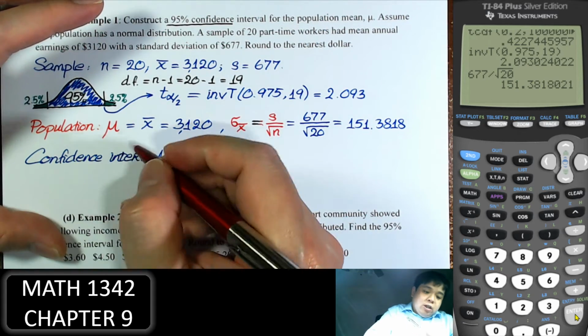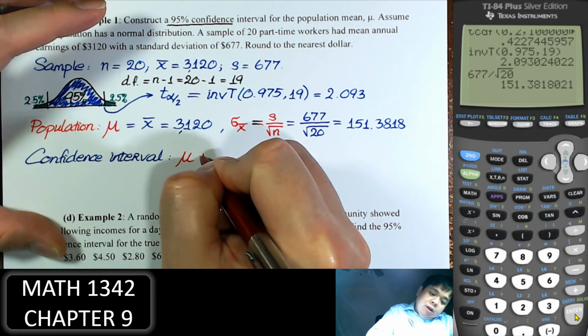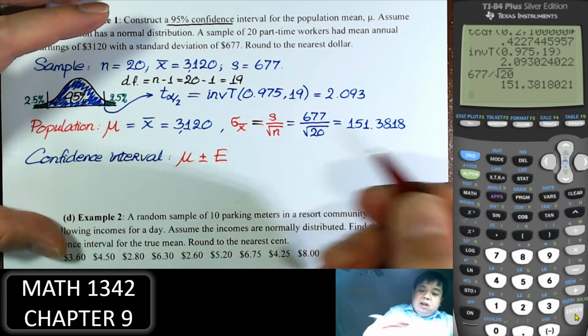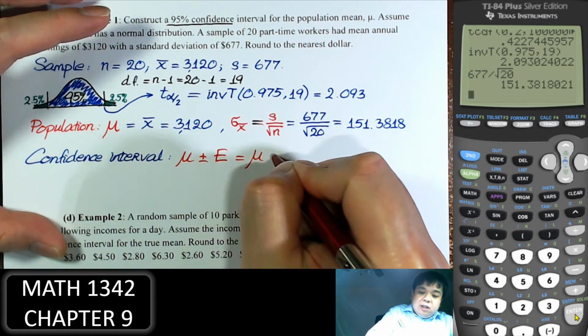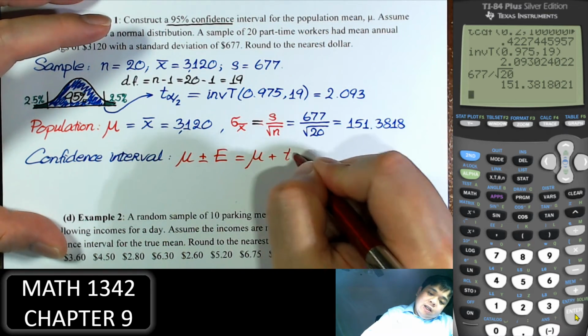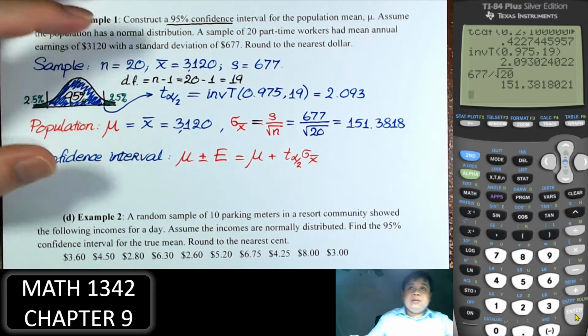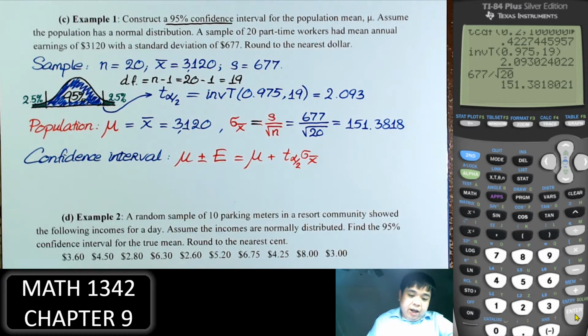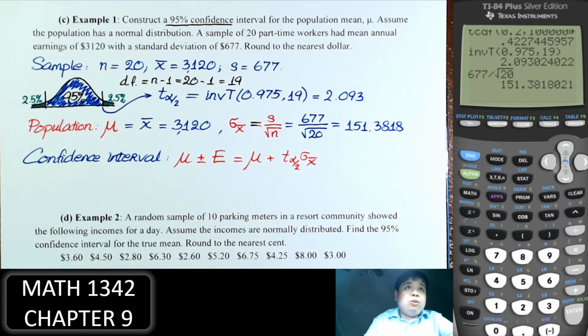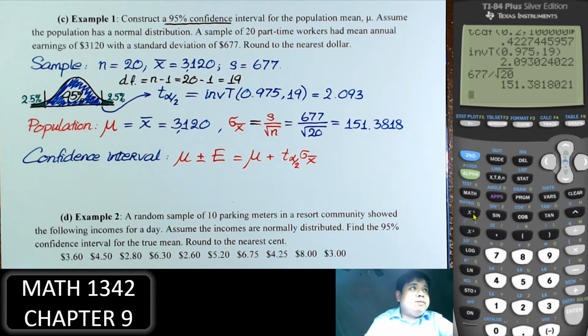This is always the point estimate plus or minus the margin of error. The margin of error in this case is the t alpha over 2 times the standard deviation. So we have that last number, the standard deviation, times the t alpha over 2.